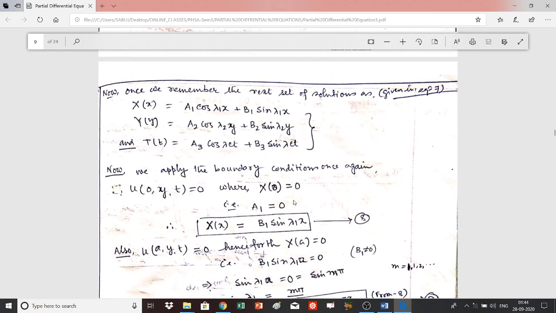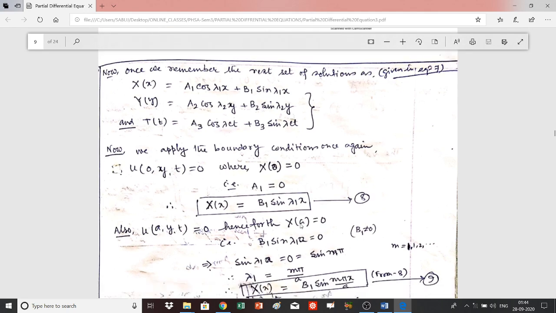Now we apply the first boundary condition, that is u at 0, y, t is equal to 0, where x at 0 is equal to 0. Now using these values, x at 0 will be a1 into cos 0, that is a1 into 1, plus b1 into sin 0, which will give you 0. From here, therefore, you can find a1 is equal to 0. So this solution will give you x function of x is equal to b1 sin lambda 1x. This is equation number 8.